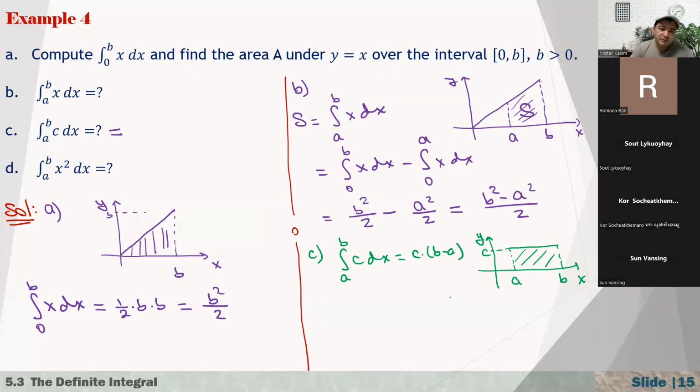And how about this, x squared dx, from a to b? At the time, we have to use the definition of this definite integral. I had to form the Riemann sum and evaluate this value. I have already shown one example. Maybe I can show you some steps, but I don't want to show everything here.